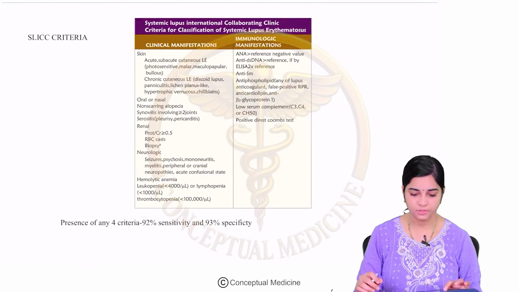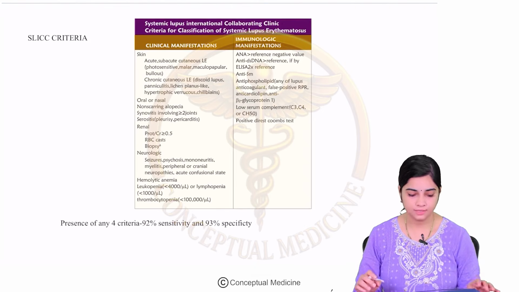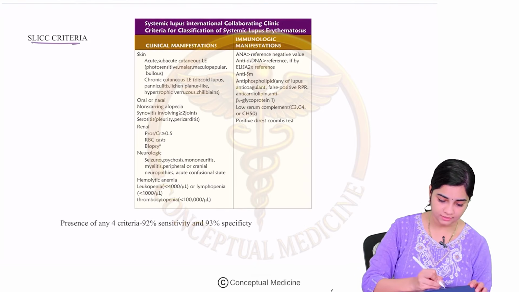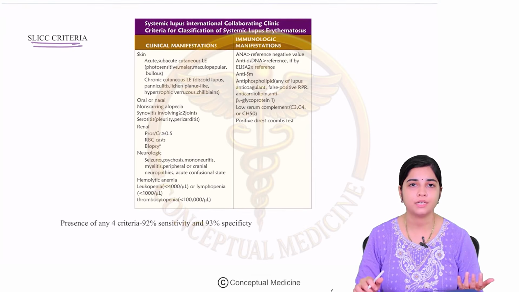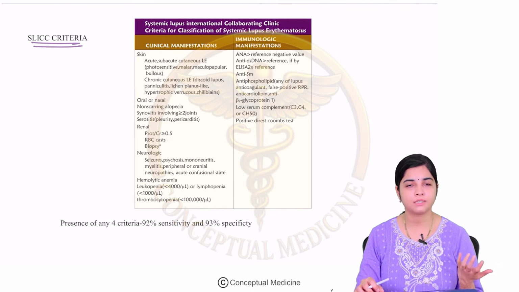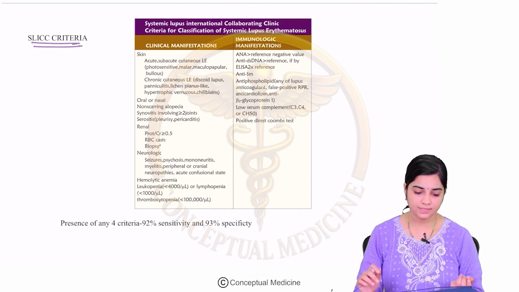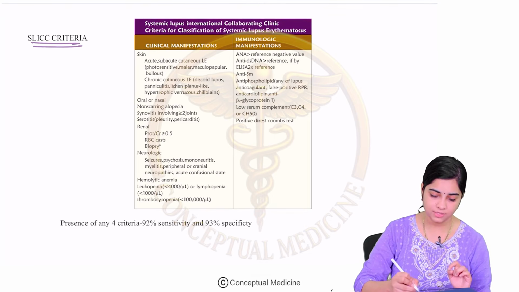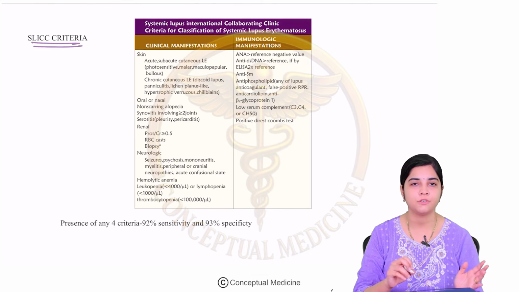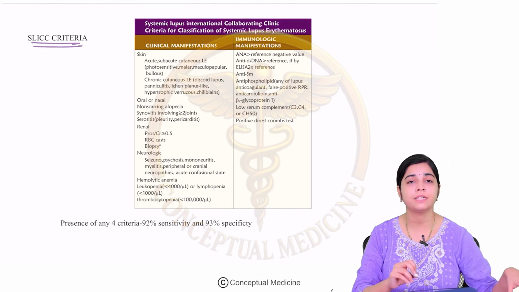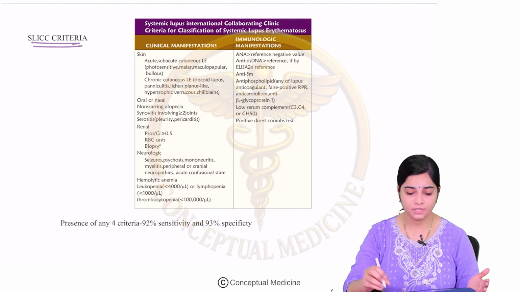Okay, clear. Now let us move on to the entry criteria for SLE, which is called the SLICC criteria. So SLICC criteria is basically a classification criteria which is making us understand whether there is a probability of SLE or not in this patient. Okay, so SLICC stands for Systemic Lupus International Collaborating Clinics Criteria for Classification of SLE. So if the SLICC criteria are satisfied, it does not mean that the patient definitely has SLE, but it is a classification criteria.